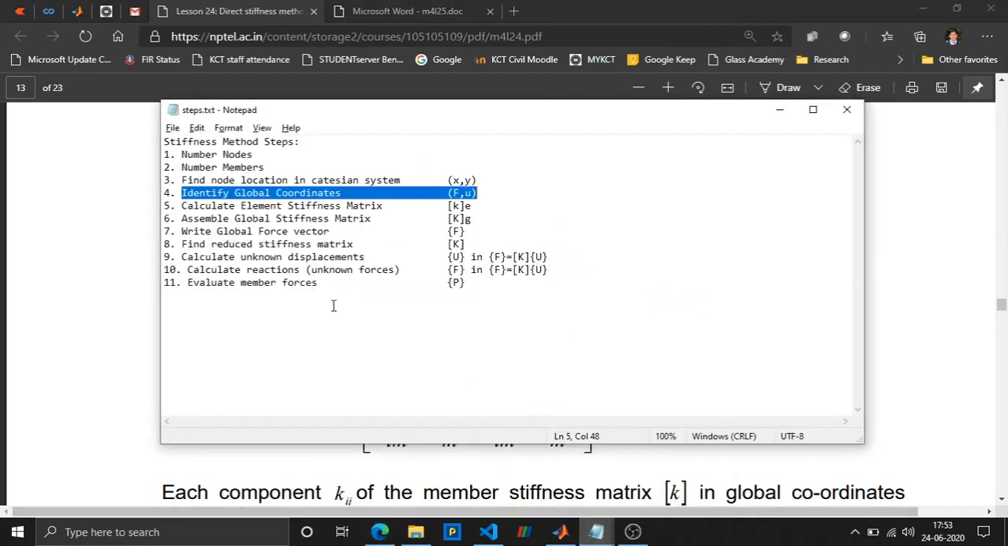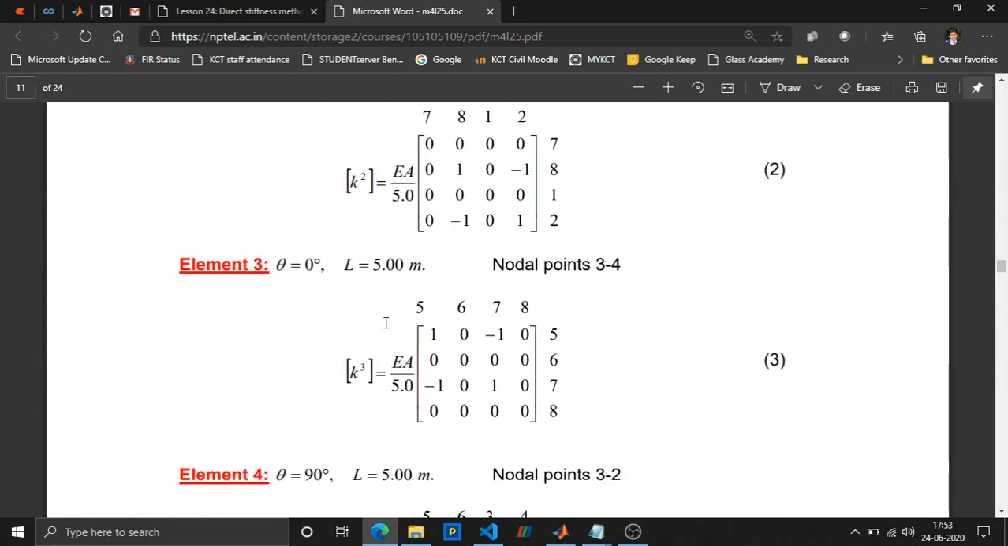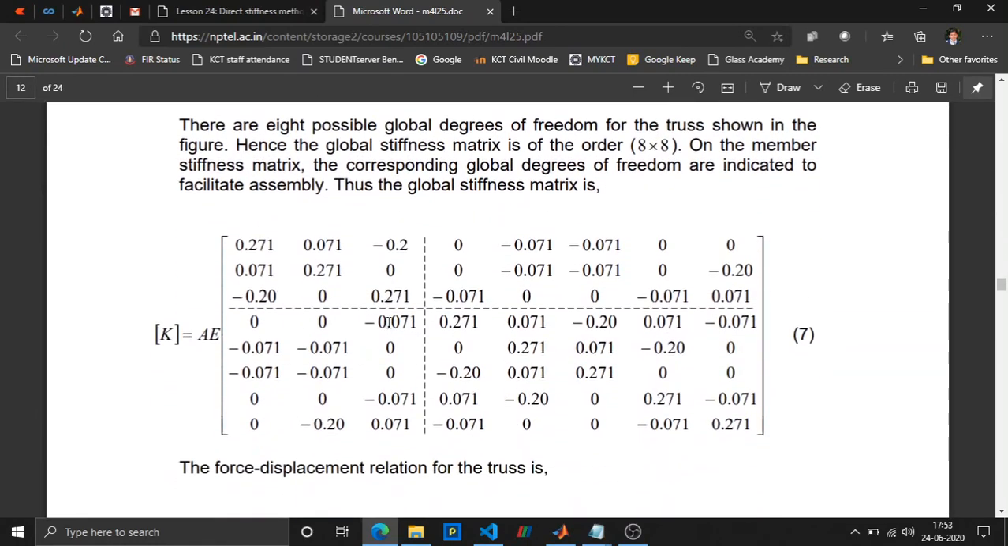So after writing the element stiffness matrices, we have to assemble them into the global stiffness matrix. So in our case, for each and every element we have the element stiffness matrices, and these are assembled into the global stiffness matrix.